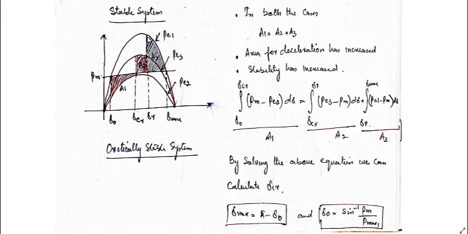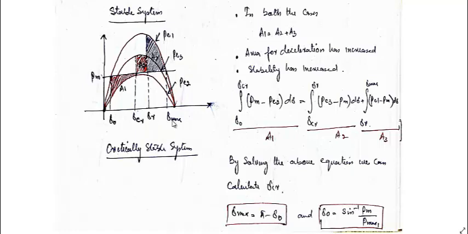So for critical operation, this is delta CR, this is delta R, the reclosure angle. You can see a lot of angle will be there, a lot of area will be there. You can calculate delta CR in terms of delta R, delta max, and delta naught. So this is the equation where A1 should be equal to A2 plus A3. The area of deceleration has increased, stability has increased. By solving this, we can get this.